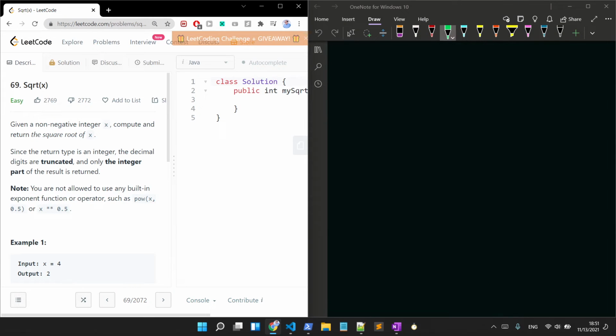Alright, so we're given a number, and we're supposed to return the square root of that number x, without using any built-in square root or exponential functions.